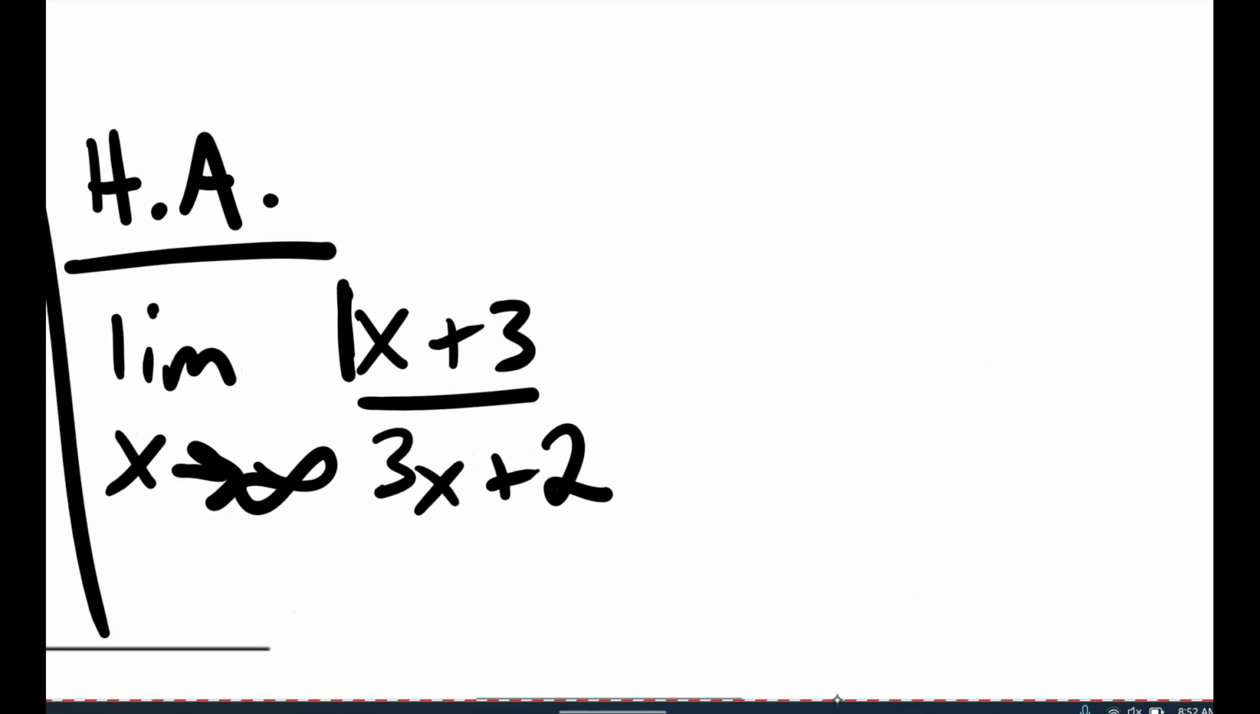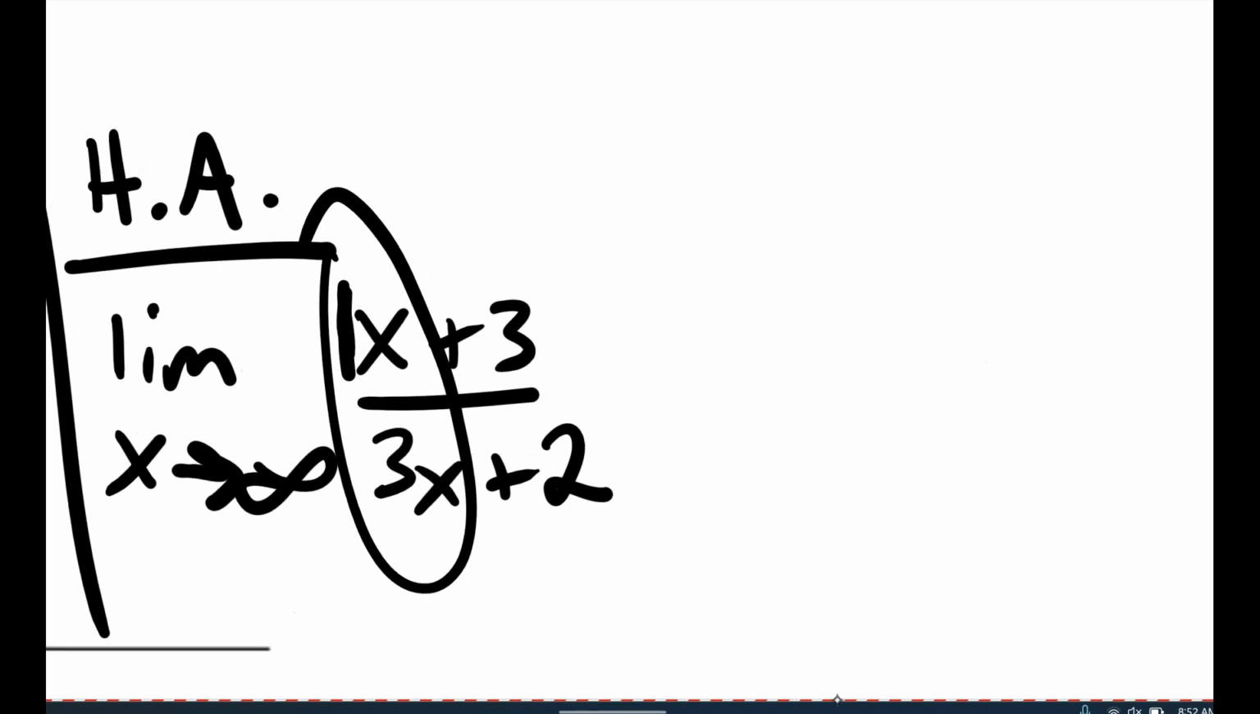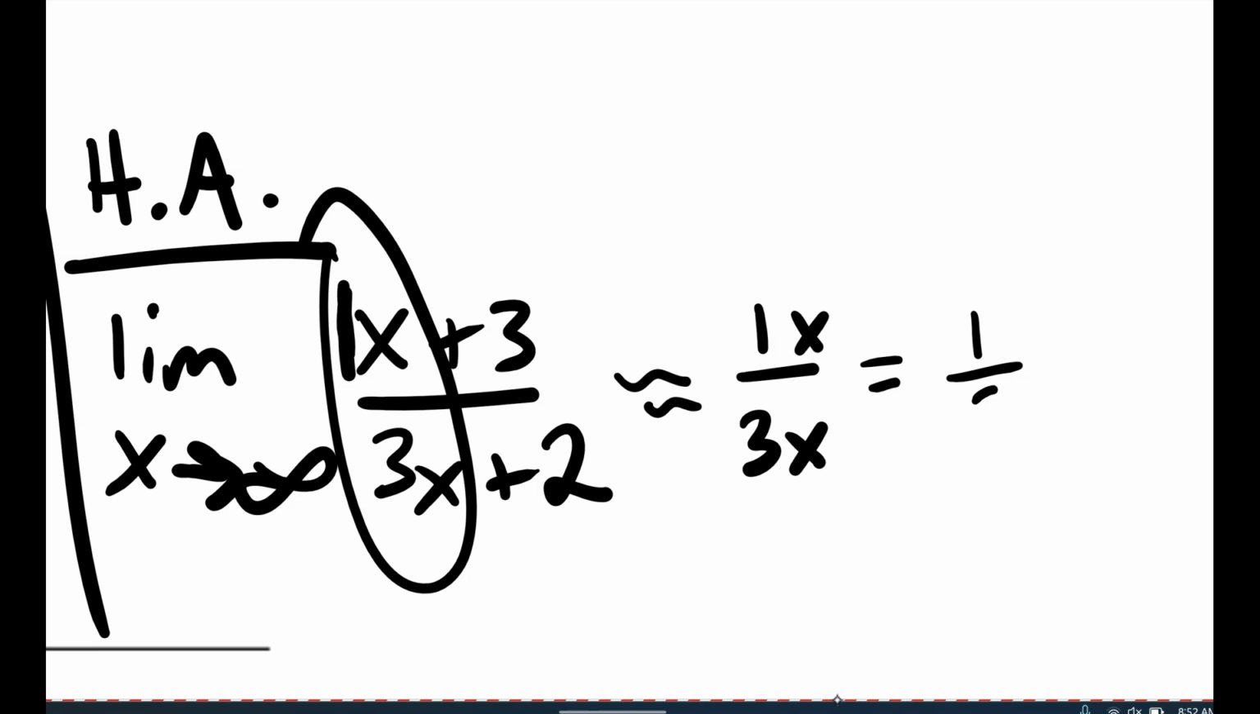And I noticed that for very large values of x, those constants of 3 and 2 really aren't going to make much of a difference. So this is going to eventually behave very similarly to this function right here, which is exactly the same as the line y equals 1/3 for very large values of x.